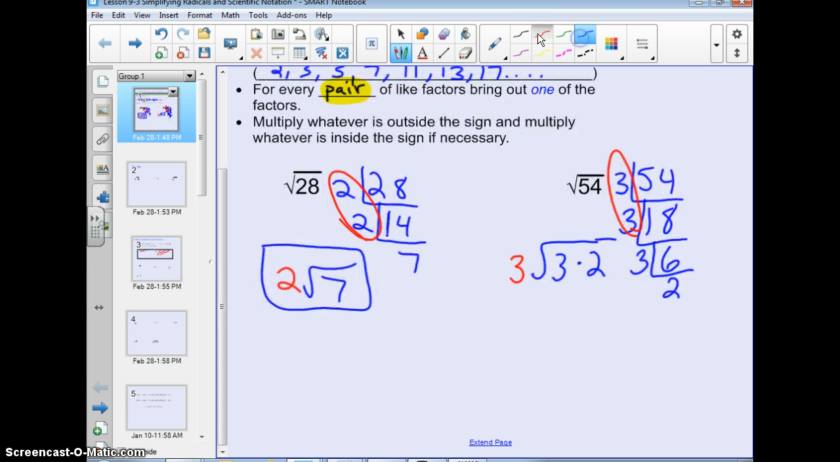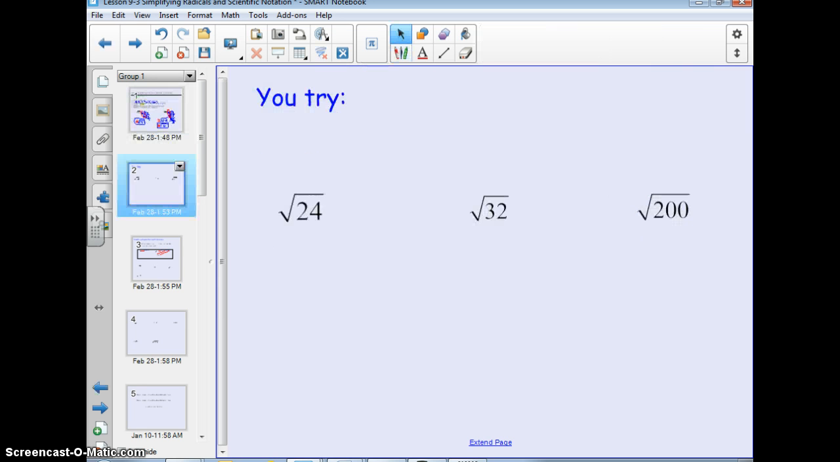So now, if I want to write this as my final answer, I would have 3 square root of 3 times 2, which is 6. So 3 square root of 6 should be my answer. Okay, why don't you try the next 3? Why don't you pause this for a minute, see if you can simplify the next 3 square roots.